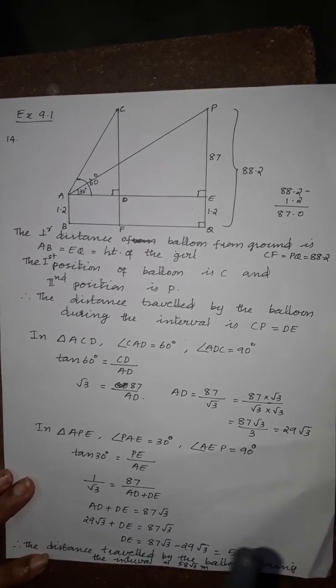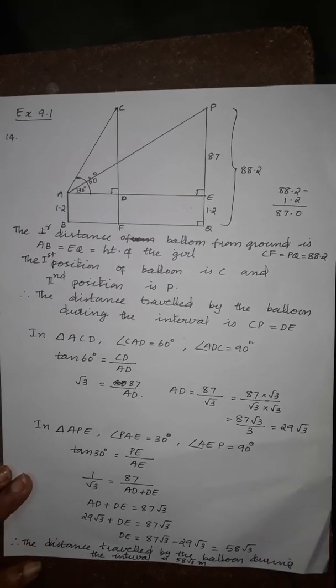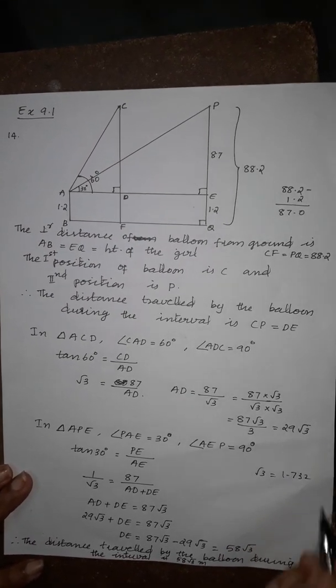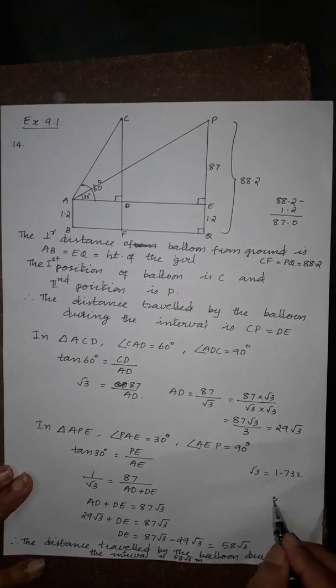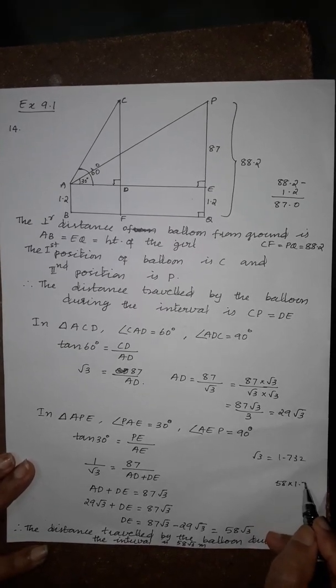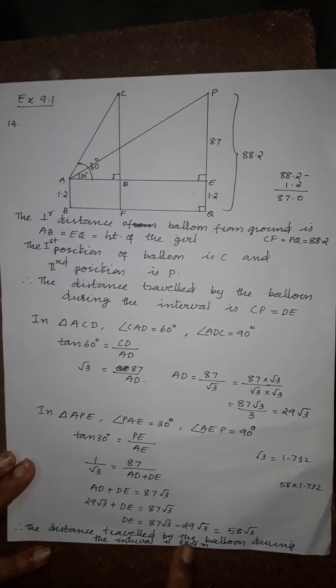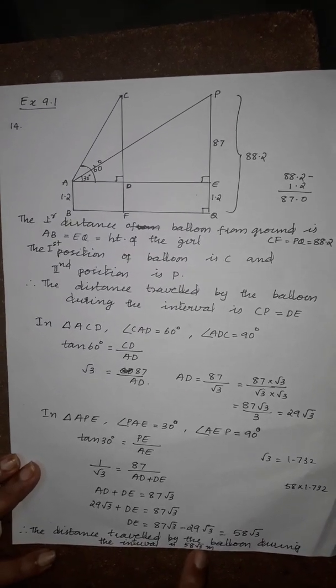If in the question paper the value of root 3 is given as 1.732, then you have to multiply 58 by 1.732 and write the answer. So the distance travelled by the balloon during the interval is 58 root 3.